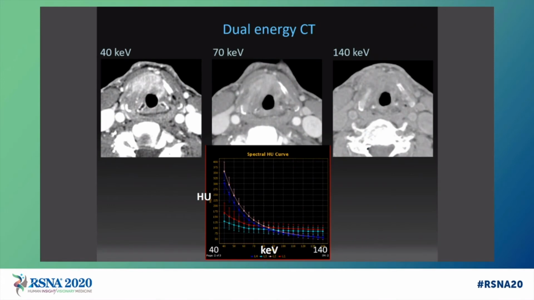Another helpful tool is dual energy CT. We take advantage of the different energy levels and we look at the behavior. So for example, here we can see on 40 keV, very dense material that at higher keVs goes away. And that follows along iodine, which is taken up by tumor. So this stuff is tumor.